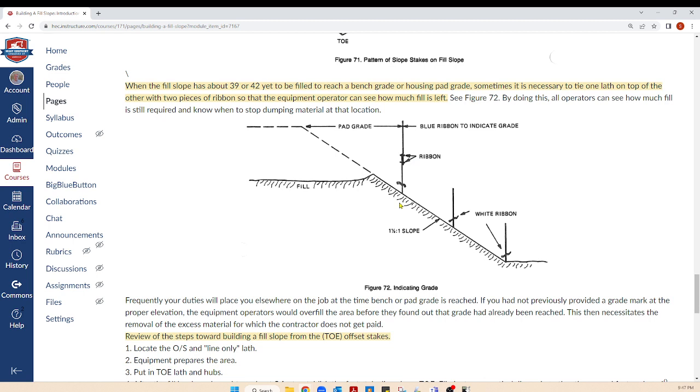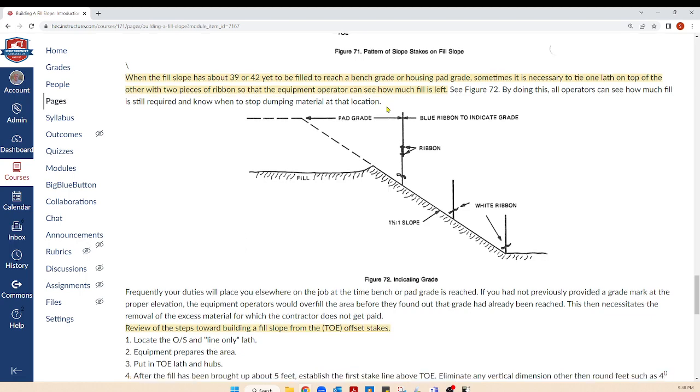Now this I know what they're talking about. We keep building this up and we get close. They were doing this all the way up and we're grading it. So we want to put a grade ribbon here. We have to tie two stakes together so that when the scraper operator gets up about right here, he'll know not to bring much more dirt. By doing this, all operators can see how much fill is still required and know when to stop dumping at that location.